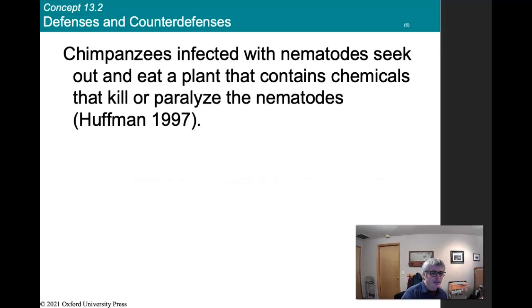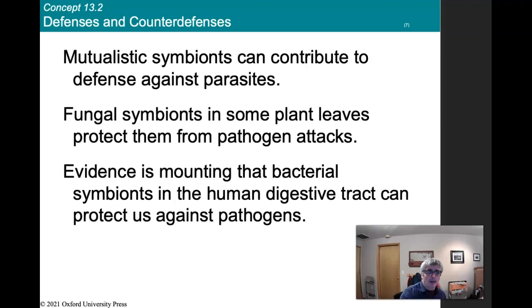Chimpanzees, I've heard of that before, so I was less surprised about that, but I was interested that a caterpillar could do it. So chimpanzees infected with nematodes will seek out and eat a plant that contains chemicals that kill or paralyze the nematodes. And if you think about it, a lot of our modern pharmaceuticals come from plants, and obviously there's a large knowledge base around traditional plants and how they can be used to treat different ailments.